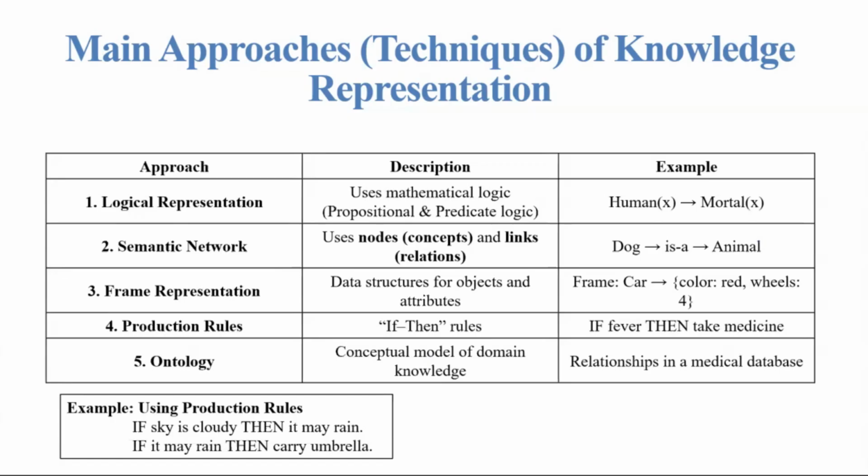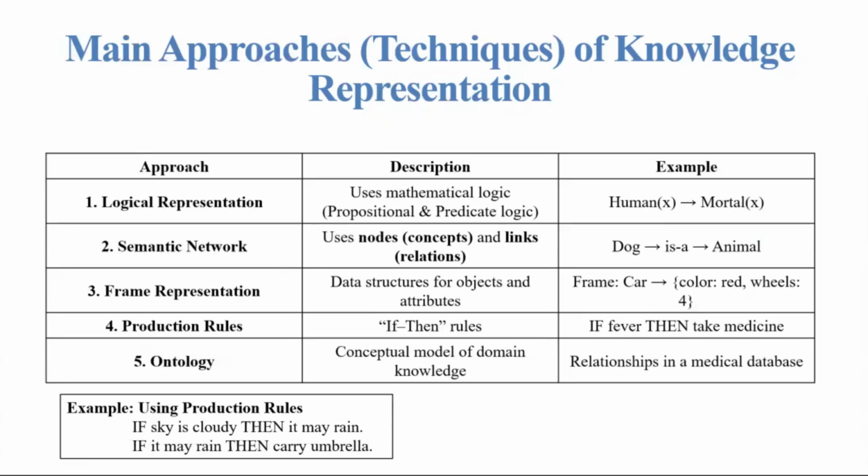If some condition is true, then perform an action or conclude something. So you can think of them as if-then statements. Interestingly, we use production rules in our daily life all the time, even without realizing it. For example, if the traffic signal is red, stop. If the phone battery is below 20%, then charge it. If the room is dark, then switch on the light. So these are some examples of production rules.